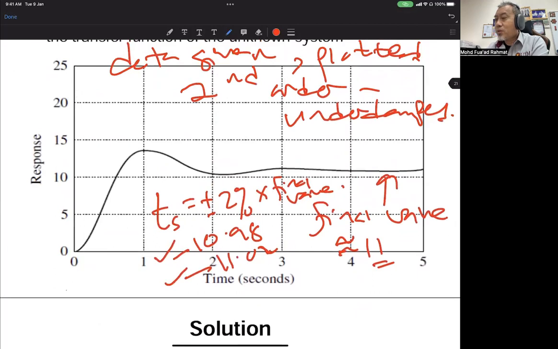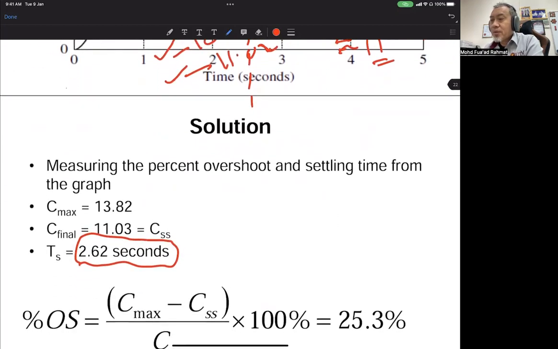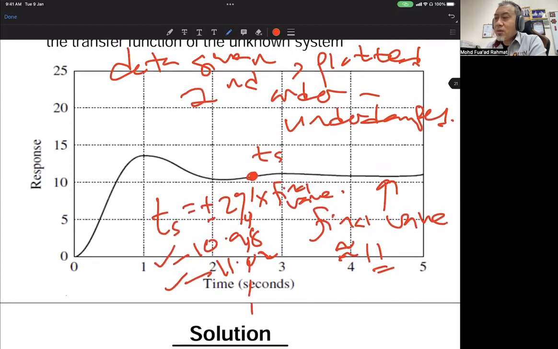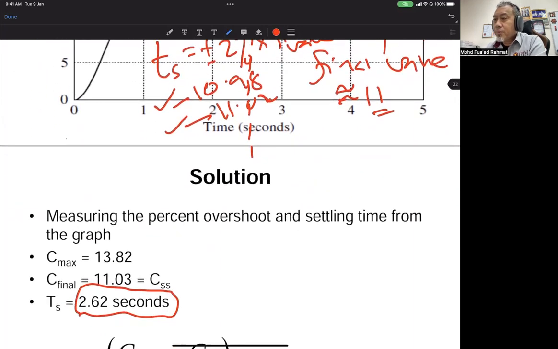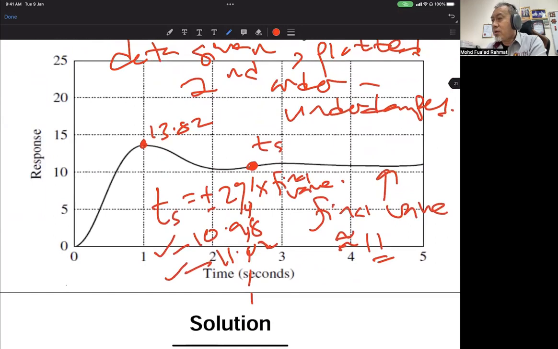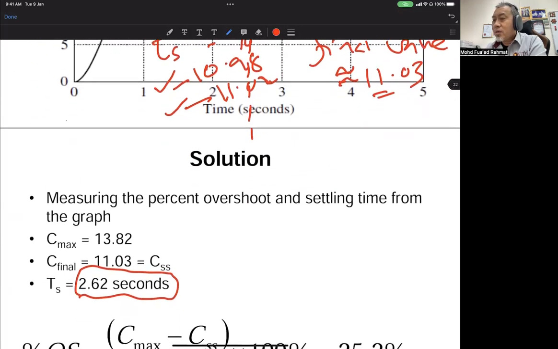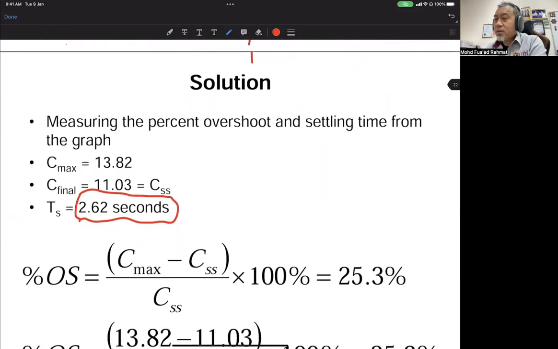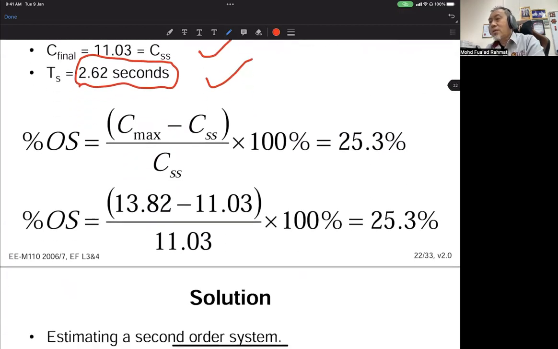Okay, it's about 2.62 seconds, somewhere here. Okay, the settling time. If you do the amendments of the graph, the maximum value, which is here, is 13.82. And the final value is 11.03. So 13.82 volt is the maximum, the peak value. 11.03 is the final value, and the settling time is 2.62 seconds.